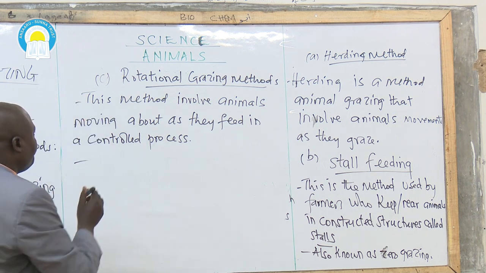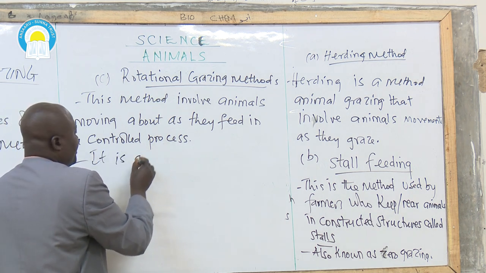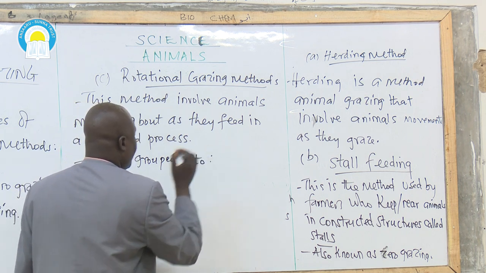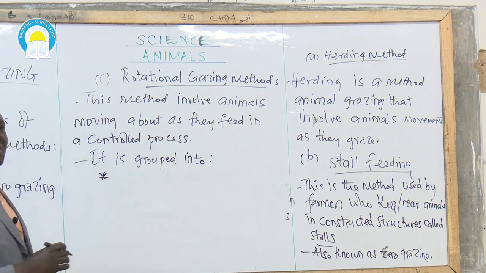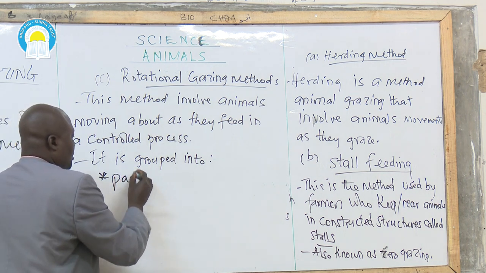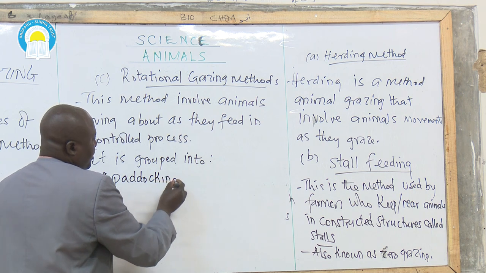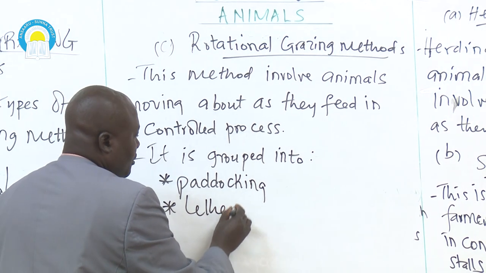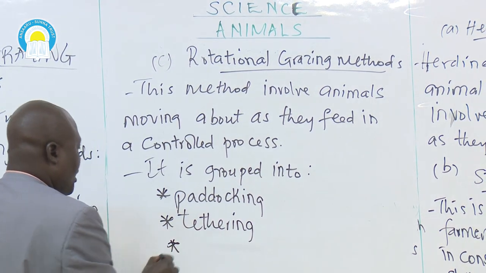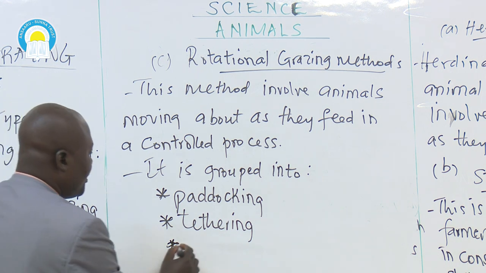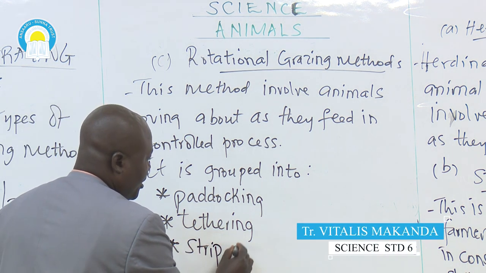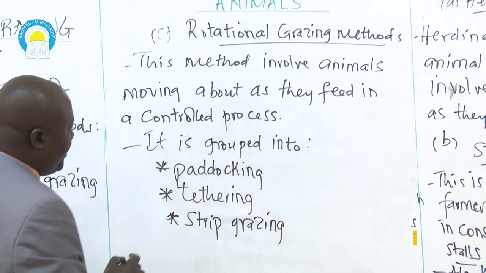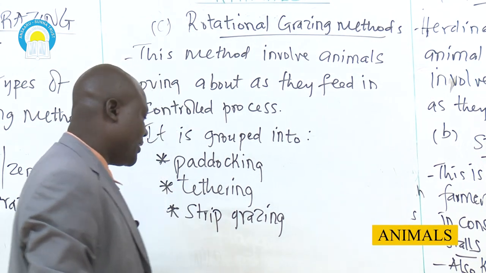They are grouped into three. One, we have what you call buttocking methods, buttocking. And then number two, we also have what you call tethering method. And then number three, we have what you call strip grazing. That is now KCPE 2009 question 14, it was this one, strip grazing.